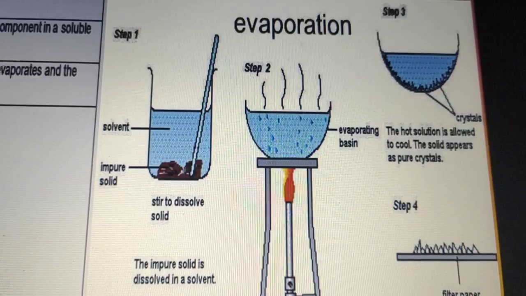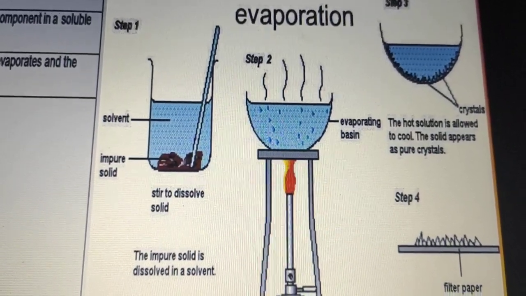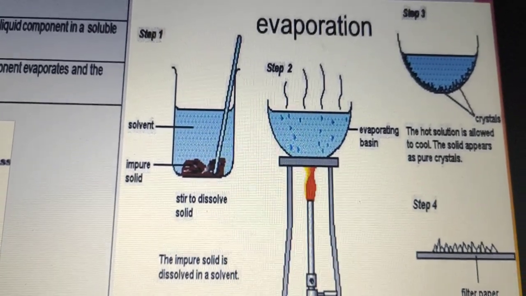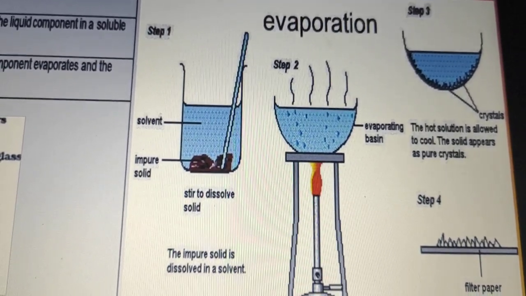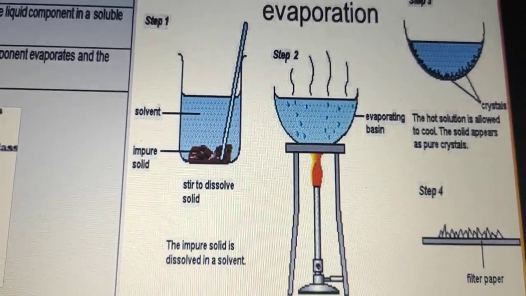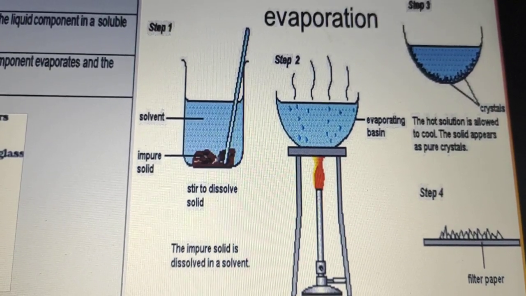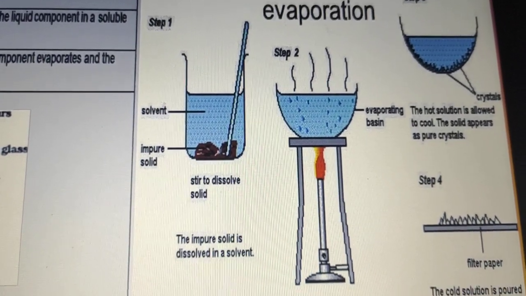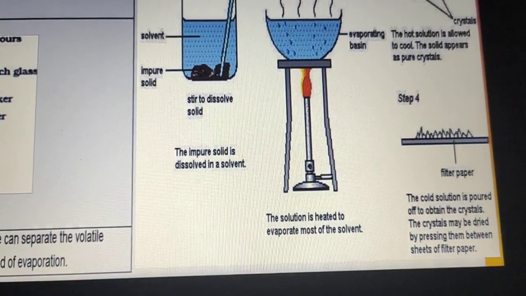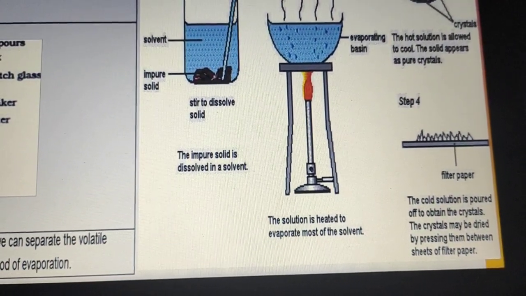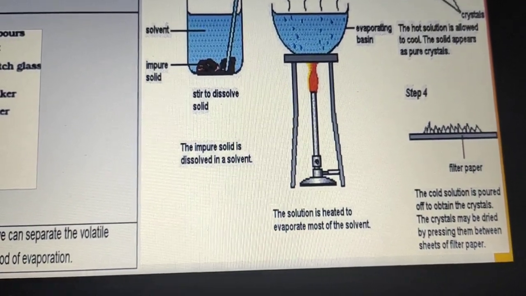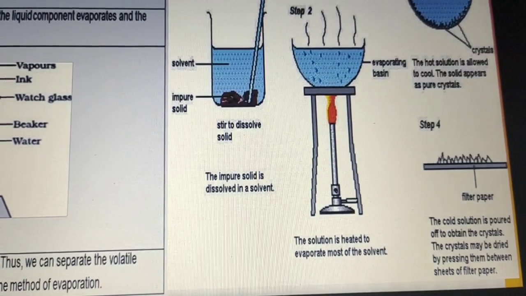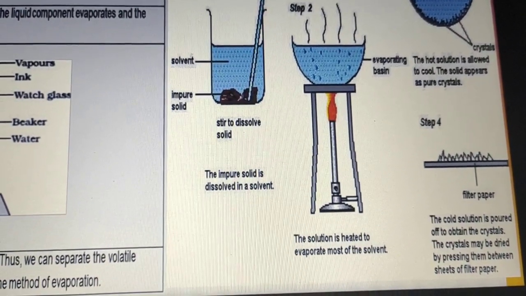The hot solution is allowed to cool. When you cool the hot solution, the solid appears as pure crystals. So this is another new method, the crystallization process, that I will explain in the next slides. In the third step the crystals appear. In the fourth step, when you cool down the solution at the filter paper, the crystals appear like that, shiny and crystalline. I will show you in the next slides how the crystals form.